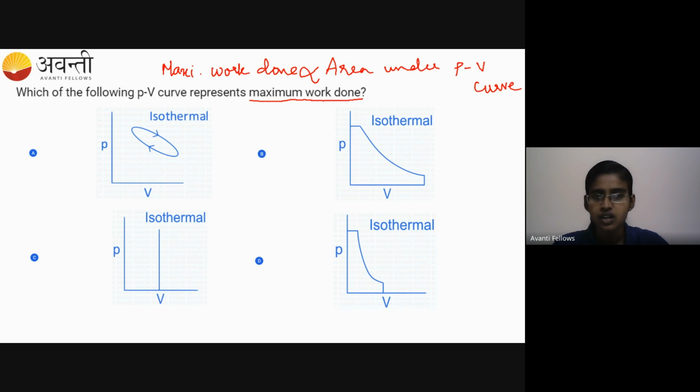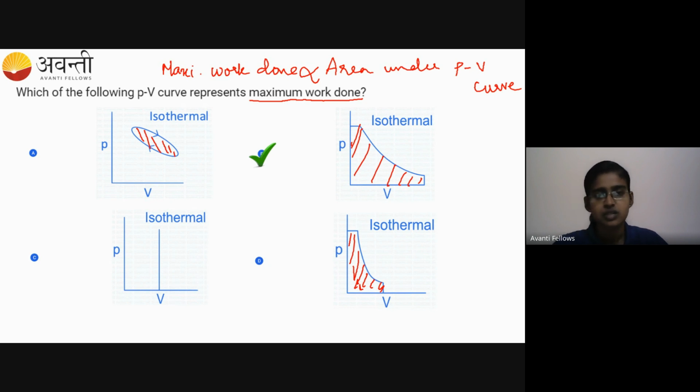So here you see all the processes are isothermal and the pressure volume curve is given. This is the area under the PV curve. In case of option B, here is the area. In case of option C, there is no area, only a straight line. And in case of option D, this is the area. So option B only has the maximum area under the pressure volume curve, so in that case the work done will be maximum. So option B will be the correct answer for this question.